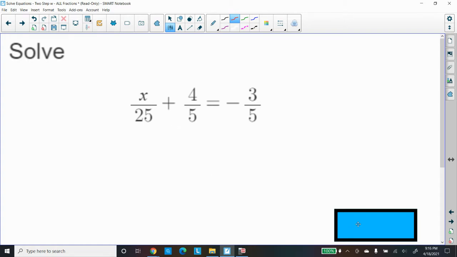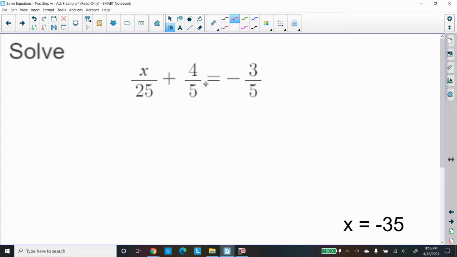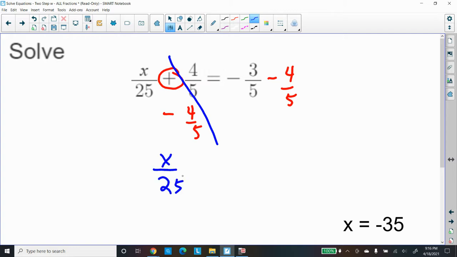All right, did you get the answer? What was the answer? -35, Dr. Rob. -35? How'd you get that, Dr. Rob? Well, let's go. So first thing I'm going to do the opposite of adding 4/5, which is subtracting 4/5. What that does, it cancels out the 4/5 that's being added, leaving me with x over 25. I have -3/5 minus 4/5. That gives me a -7/5.